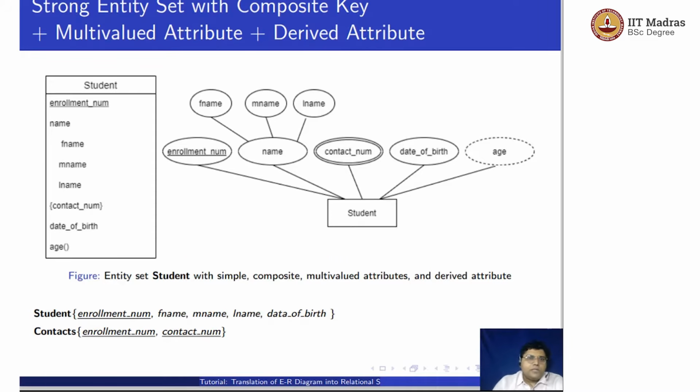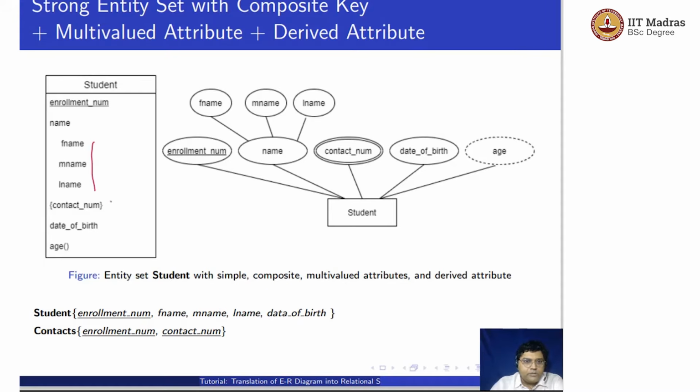Now along with the composite attributes and multi-valued attributes, we'll also consider a derived attribute, which is age, right? So age is basically derived from a simple attribute, that's date of birth, right? So whenever we are given the date of birth, from the date of birth we can calculate the age. So this is the base attribute, this is the derived attribute. Show it like this.